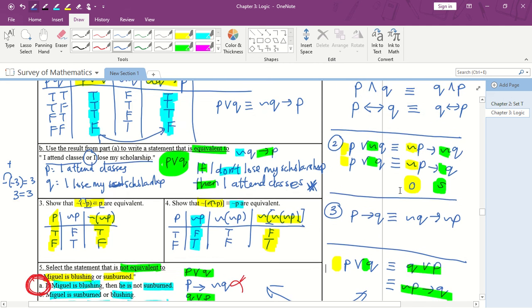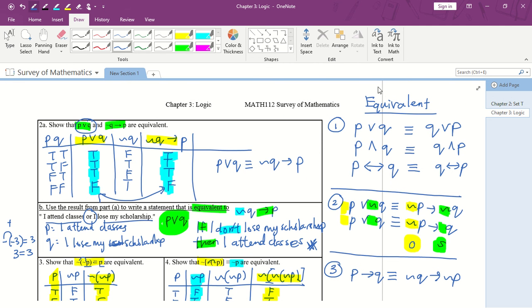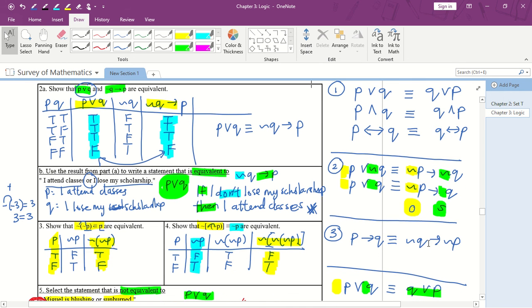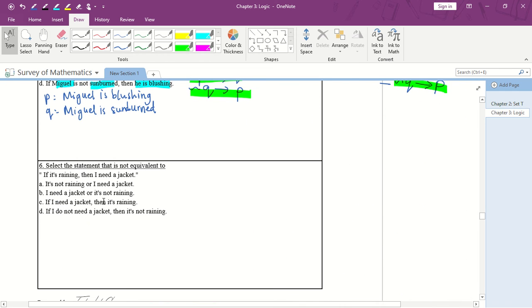So look at this equivalent theory that I try to summarize, which I call the 3 theories of equivalence. This is a very important thing for you to get. Remember the first one, the second one, and the third one here. So let's try one more question down here. Select the statement that is not equivalent to. Again, the question requires you to find a non-equivalent statement.